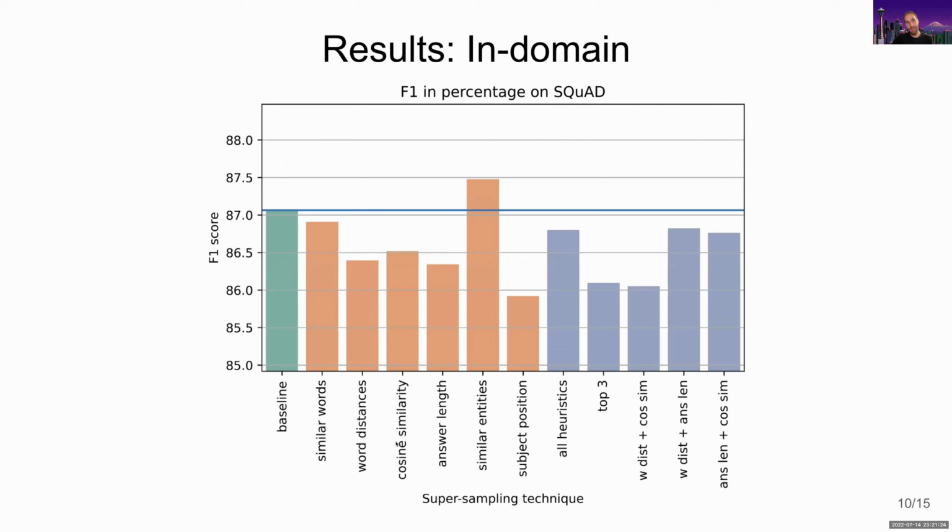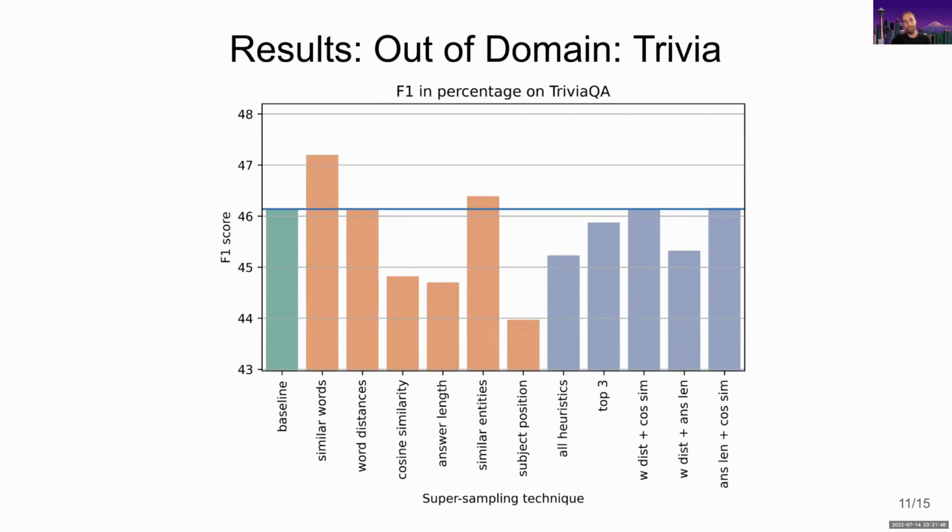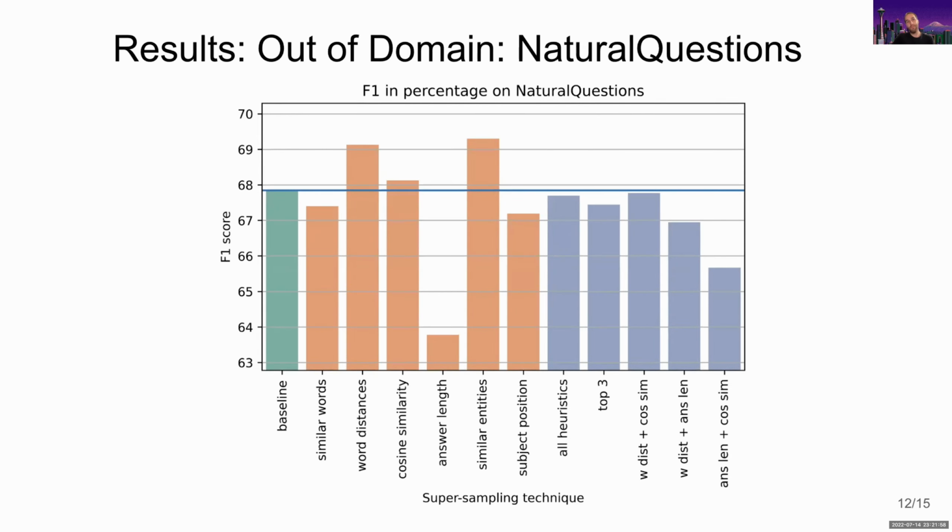Here we show the effect of supersampling on in-domain F-score by resampling by each one of the biases, which are the orange ones, and also by their combinations, which are the blue ones. Perhaps not surprisingly, the bias mitigation decreases the F-score, but notice that this decrease is within a relatively small range, around 1%.